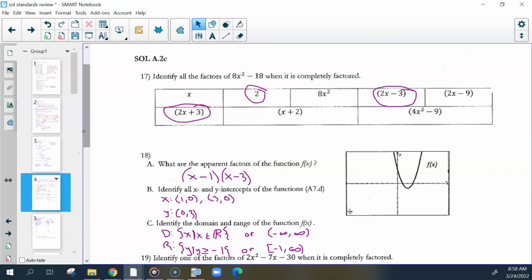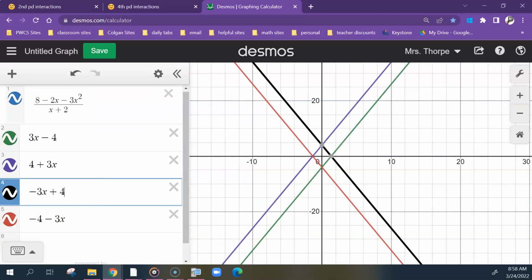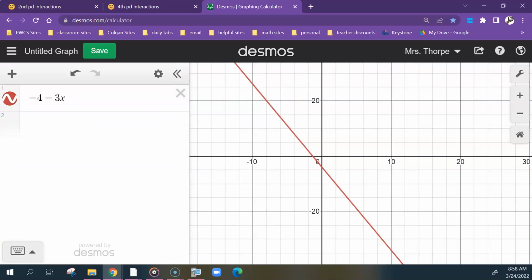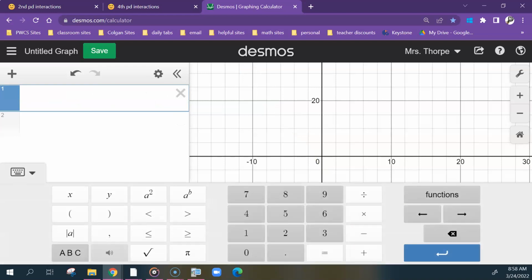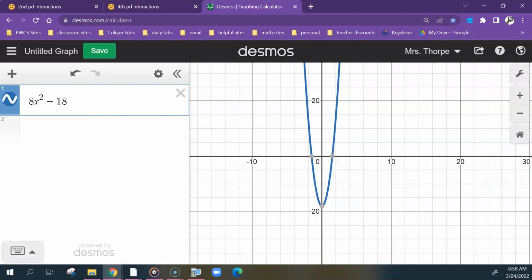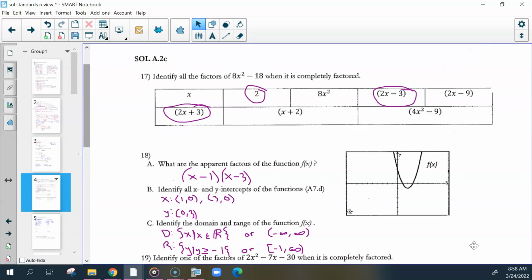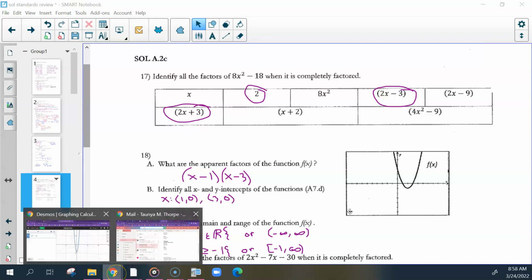With this, not all of these you could check in the textbook, but some of these you could. So like 8x squared minus 18, if I put that in, and put in some of my answer choices. Let's say I put in 2x minus 3, and then x plus 2, and we'll see what I do with that.